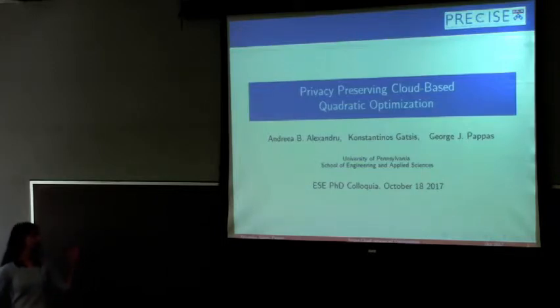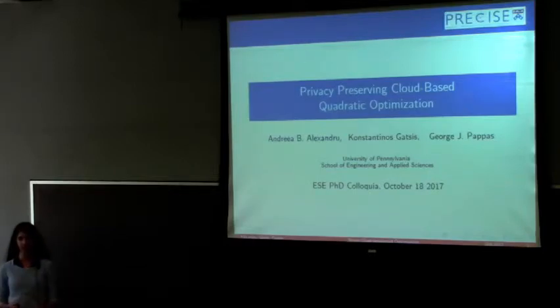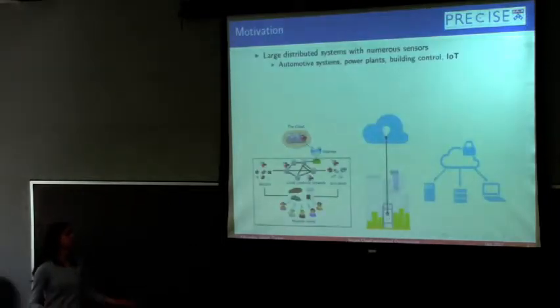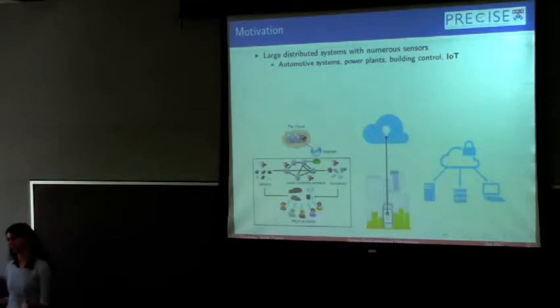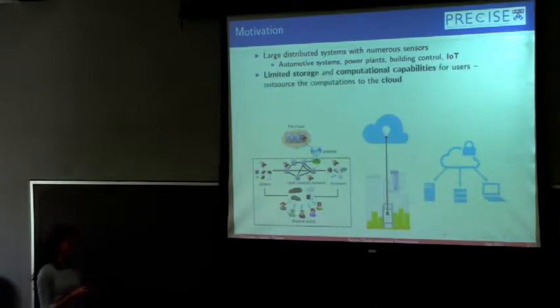Okay. So yeah, I'm going to talk about privacy-preserving cloud-based quadratic optimization, and this is joint work with Konstantinos Gatsis and George Papas. And I will try to be a bit introductory in the privacy and security issues. So our research lies in the area of large systems with many sensors, such as smart cars, smart buildings, everything smart. And so the issue there is that there are shrinking sizes, shrinking costs, which means that we have reduced computational capabilities, reduced communication capabilities. So that's why we are looking towards a centralized setting in which we try to outsource the computations to the cloud.